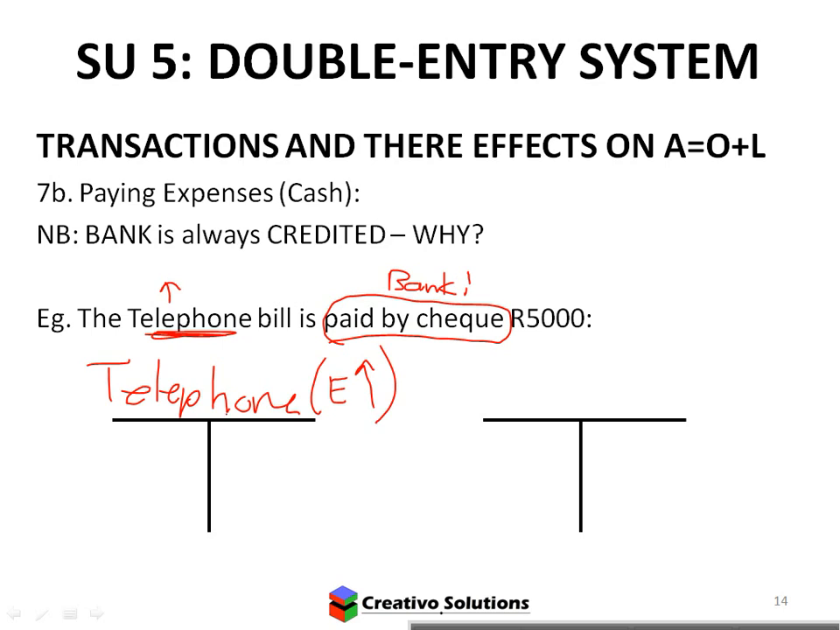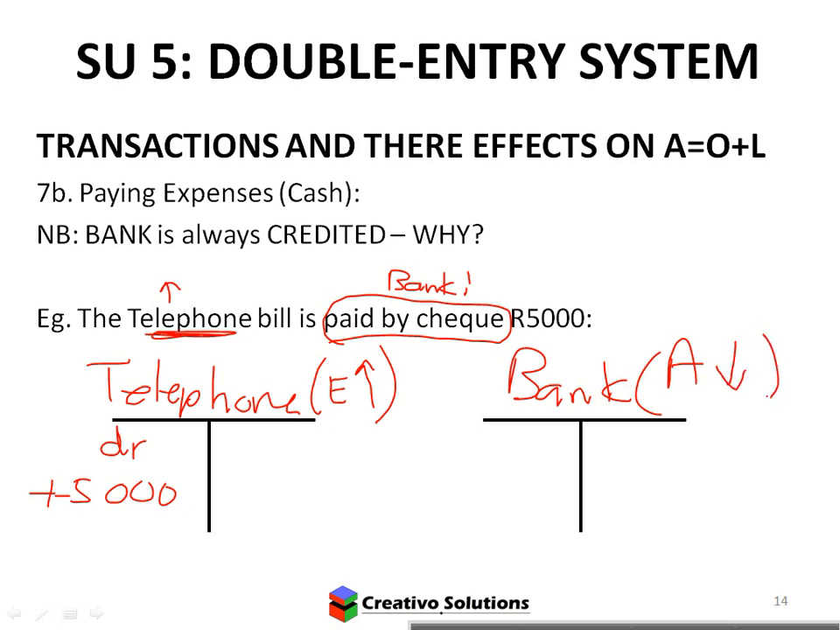Okay, so telephone is an expense. The expense is going up because I'm recording an expense. Where do expenses increase? On the debit side. Good. So you guys would have shown +5 there. Then, hopefully you would have gotten this right. Bank is what? An asset. What's happening to it? It's decreasing.